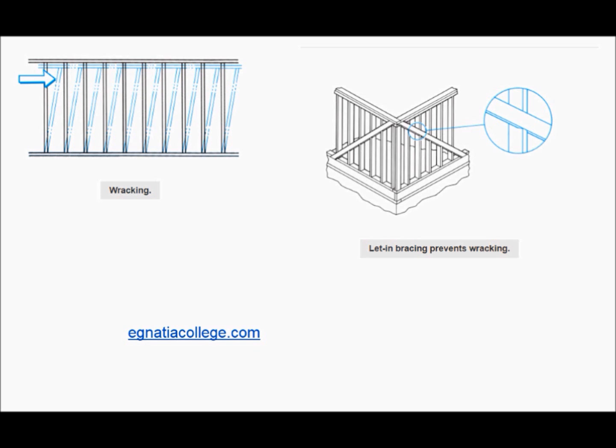Racking is the tendency of all the studs to move, as in a parallelogram, allowing the wall to collapse to the side. There are 2 ways to prevent racking. Plywood or other structural sheathing at the corners of the building prevents this movement. Also, diagonal braces can be attached to the wall framing at the corners to prevent racking.